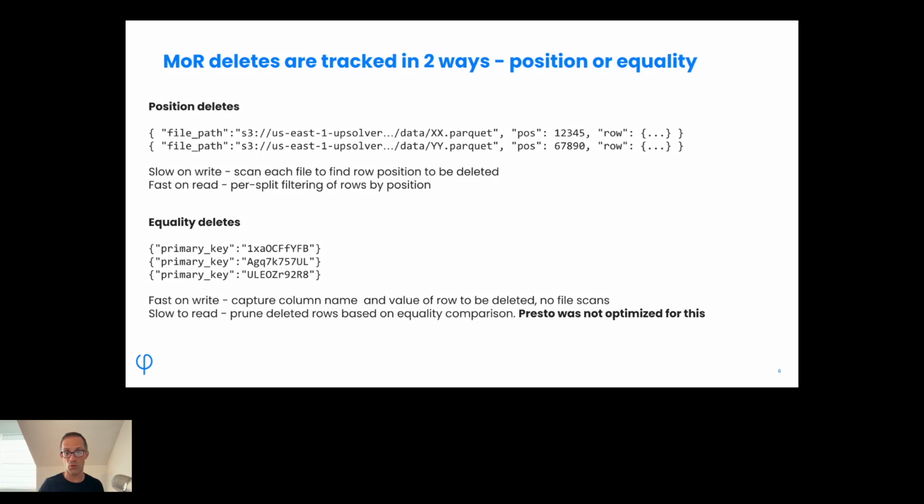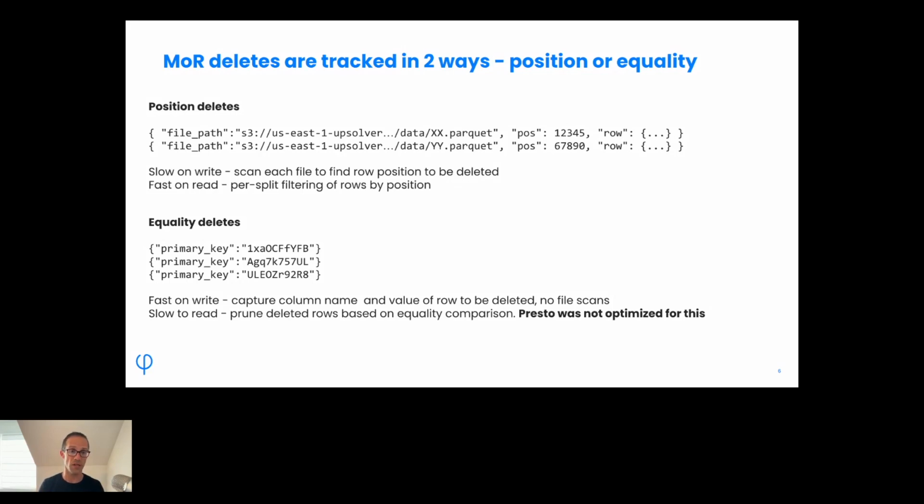So instead of scanning through each file to find the positions, you now just put in the column name and the value that you want to delete. So you look at it and say, any row that has column primary key equal to a given value, I want to delete that row or not include it in the output. That makes writing data a lot more efficient and faster. But in the current implementation of merge on read, especially in Presto and in some of the other engines, that isn't really well optimized.